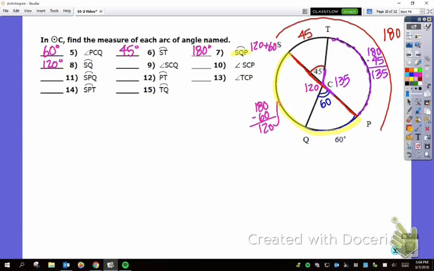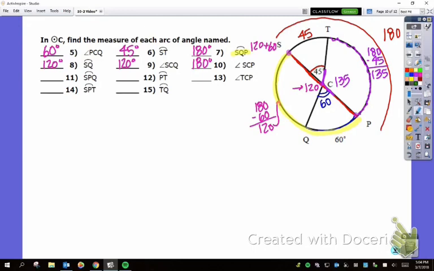Then we've got angle SCQ, which is also 120 degrees. This angle right here. Then angle SCP. SCP is right here, S to C to P, and that's along our diameter, which means it's a straight angle, which just means that it equals 180 degrees. Now, we get a little trickier on SPQ.